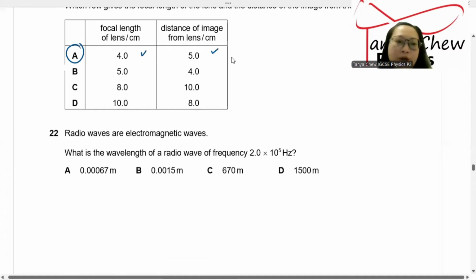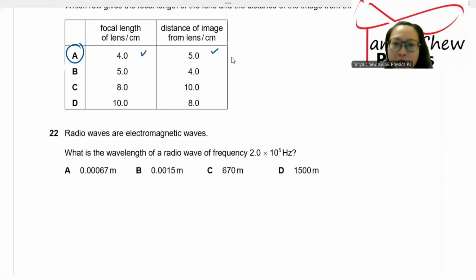Number 22, radio waves are electromagnetic waves. What is the wavelength of radio wave of frequency 2 times 10 to the power of 5 hertz? Whenever you want to find a wavelength, just recall the equation of the waves. Wave speed is equal to frequency times wavelength. So radio waves are electromagnetic waves, and all electromagnetic waves travel with the speed of light, which is 3 times 10 to the power 8. And the frequency is given as 2 times 10 to the power 5, lambda.